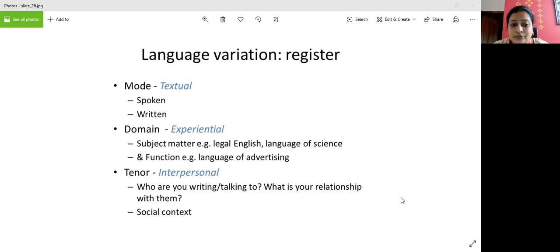Finally, when it comes to tenor, what matters is whether you are able to identify the exact aspects that are discussed in the particular text. I would request you to go through the texts that are given. There are various examples given in your textbook. I hope that you go through those examples.